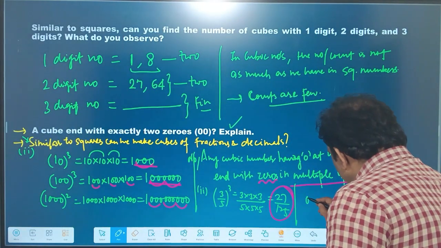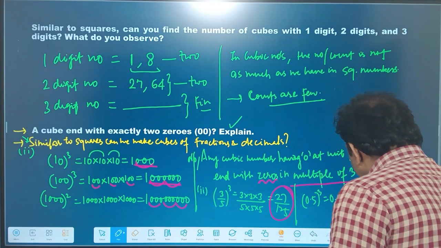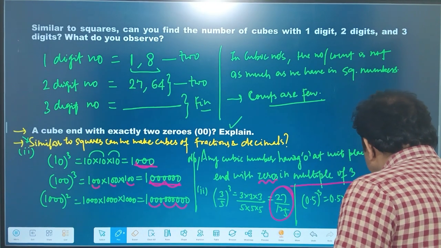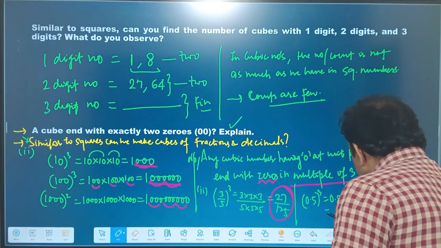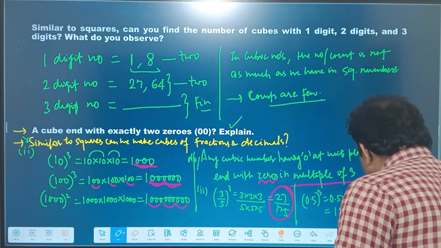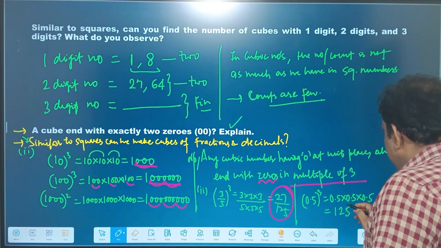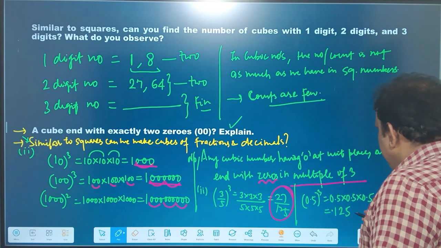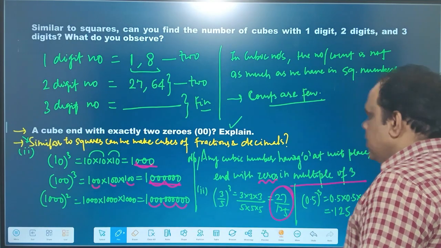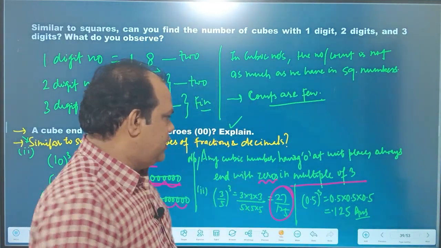Let's say 0.5 to the power 3. It means 0.5 multiplied by 0.5 multiplied by 0.5. So it would be 5 5s are 25, 25 5s are 125. And how many decimal places? 1, 2, 3. So it will be 0.125. So we can make cubes of fractions and decimals as well, right?